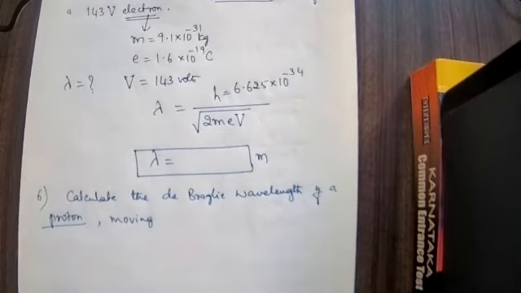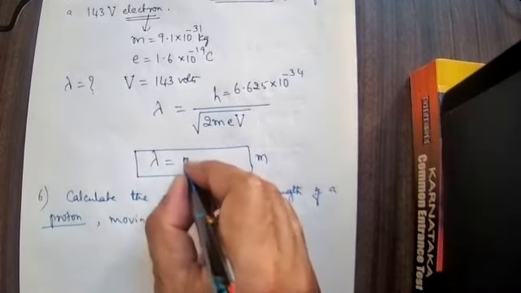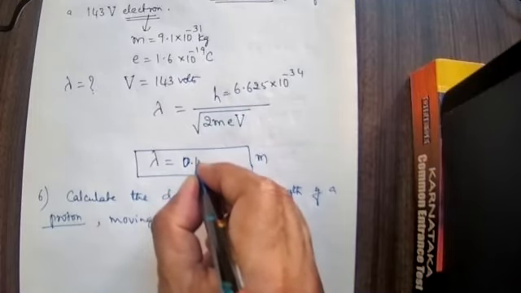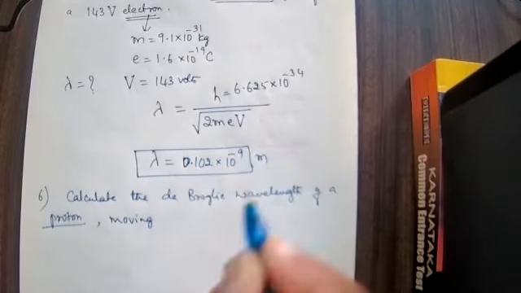How much is the lambda value? 1.0, I mean, how much? 10 to the power of minus 9. Very good. Okay. 1.0, of course. 0.102. Okay.